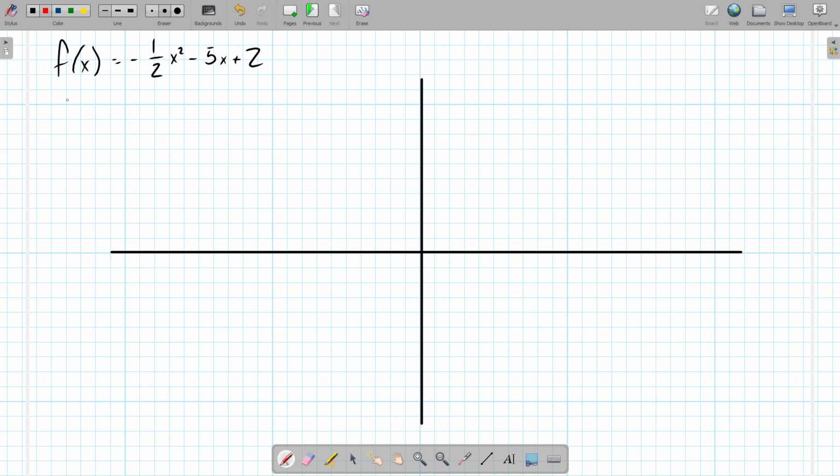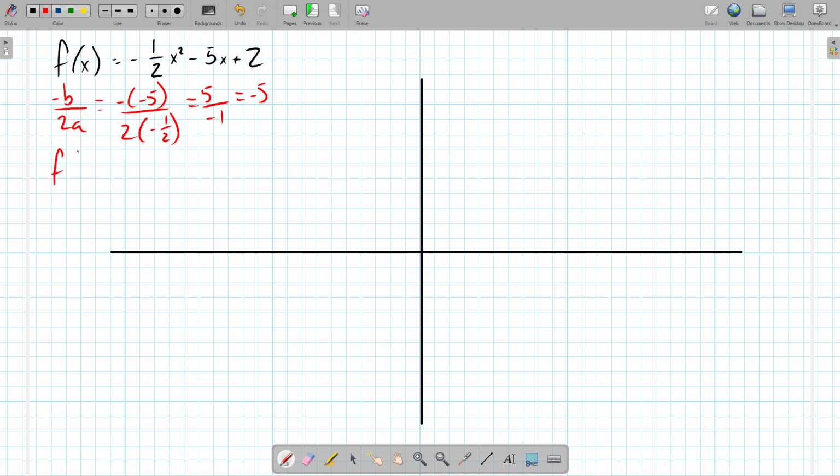Well, let's see. The first thing I'm going to do is find the vertex, negative b over 2a. So that's negative negative 5 over 2 times negative 1/2. So negative negative 5 becomes positive 5, and 2 times negative 1/2 becomes negative 1. So we get negative 5.